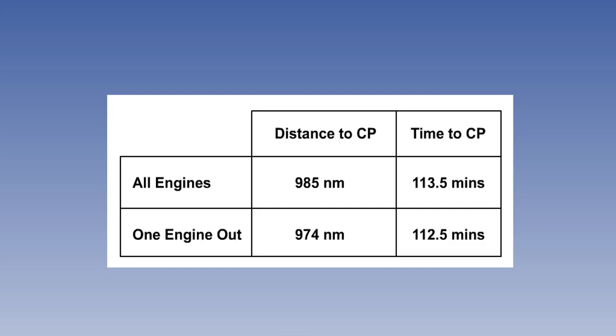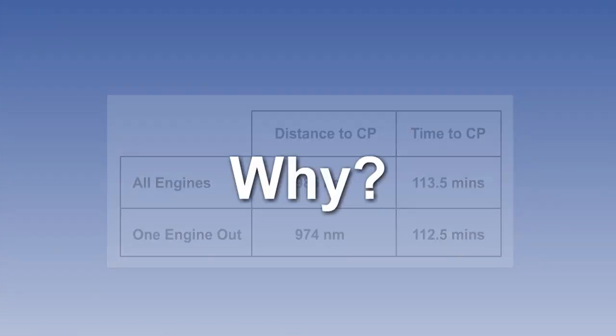At first sight, this seems like a pretty remarkable result. The TAS from the critical point has reduced from 475 knots to 380. That's very nearly 100 knots. And yet the position of the critical point has moved by only 11 miles over a route distance of 2,000 miles. Why is this? Think about it for a while and try to come up with your own answer before you click to continue.